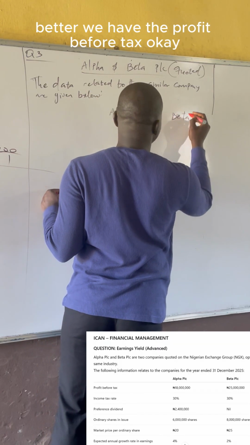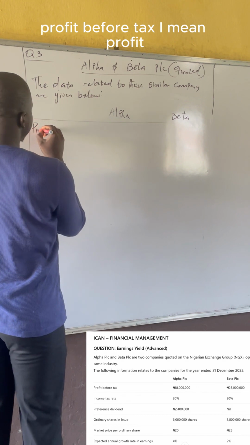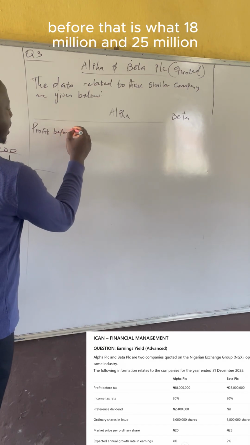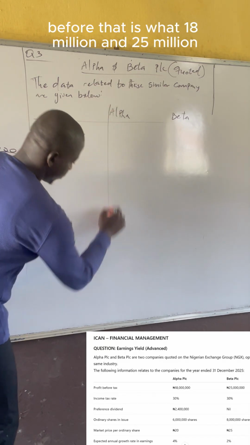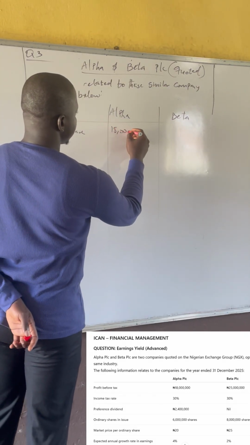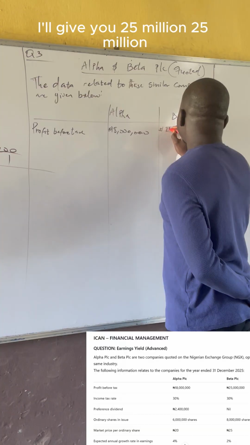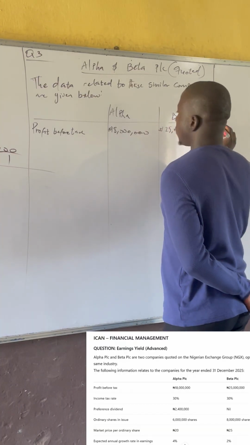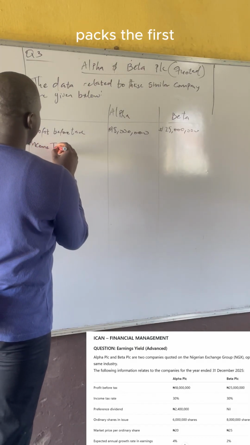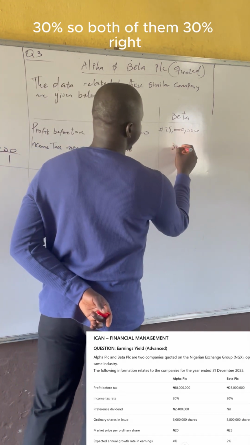For Alpha and Beta, we have profit before tax of 18 million naira and 25 million naira. The income tax rate is 30% each.